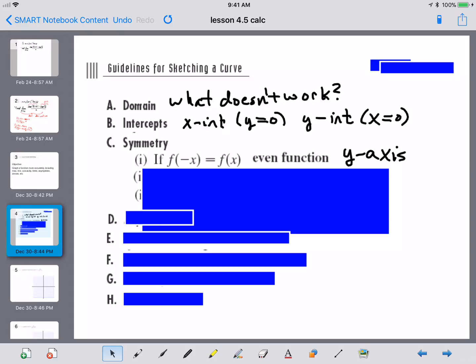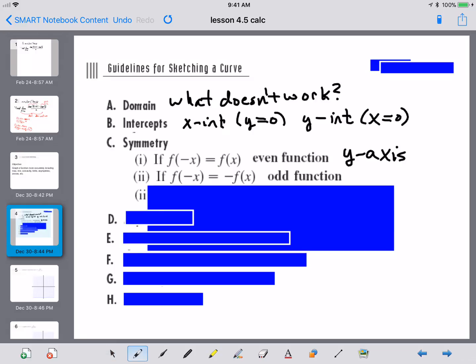And you can test that if you plug negative x in, it reverts right back to the original. If it's an odd function, when you plug in negative x, it's like you've multiplied by negative 1. Remember, that has origin symmetry.